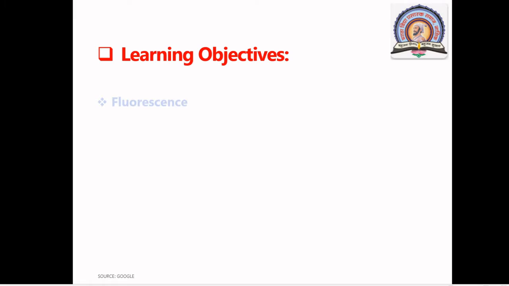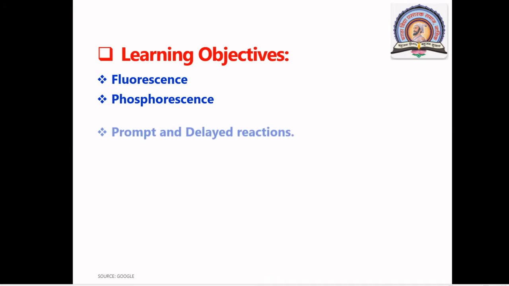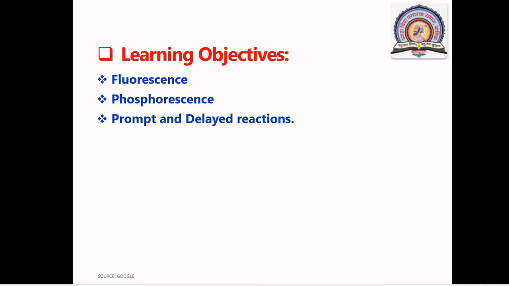Okay, so let's see the learning objectives. At the end of this lecture, you will be able to understand what exactly fluorescence and phosphorescence are, and also prompt and delayed reactions. So let's start with this diagram.